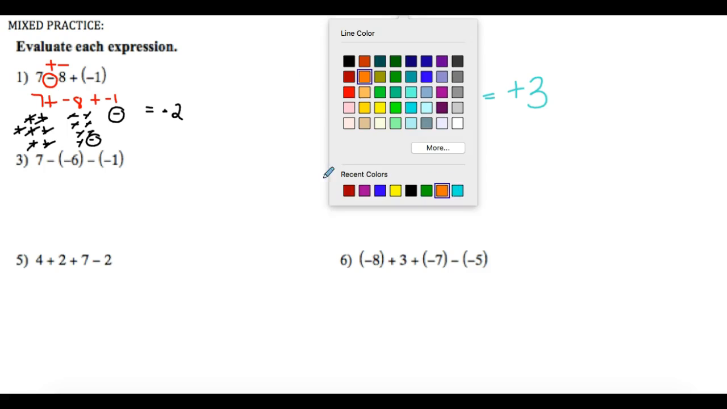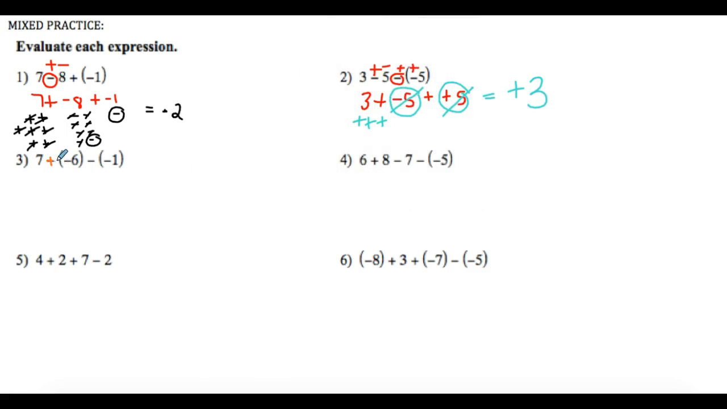Let's go ahead and look at the next one. Subtraction changes to addition, change the next number, so I have 7 plus +6. Again, you don't have to write the positive sign if it confuses you. And then I'm going to change this subtraction as well. So that's the same thing as 7 plus 6 plus 1, which would be 14. All of them are positive. If all of them are positive, you add them up, and there is just a big old positive party.